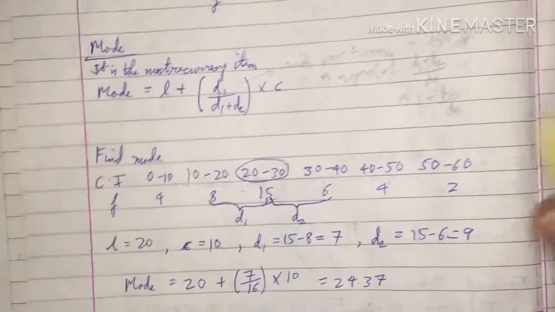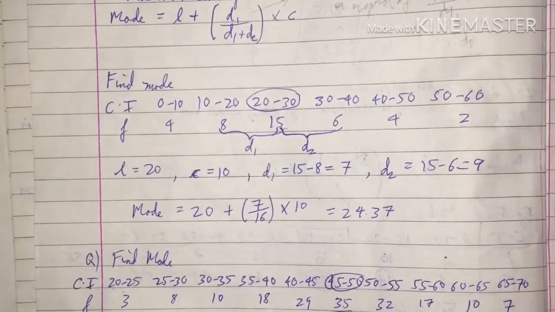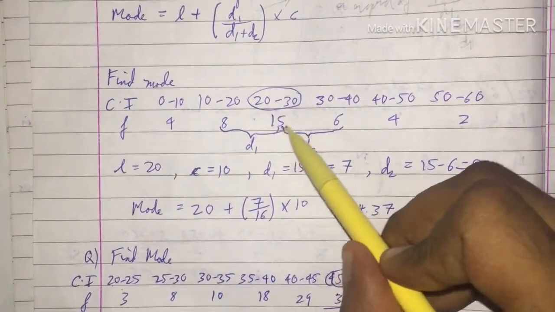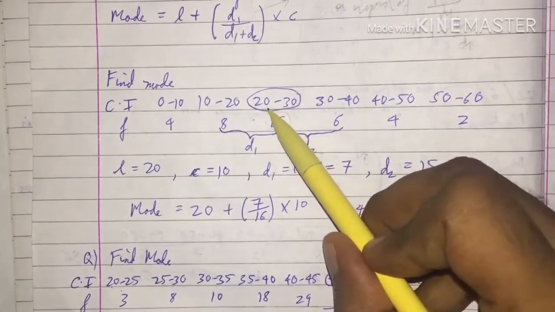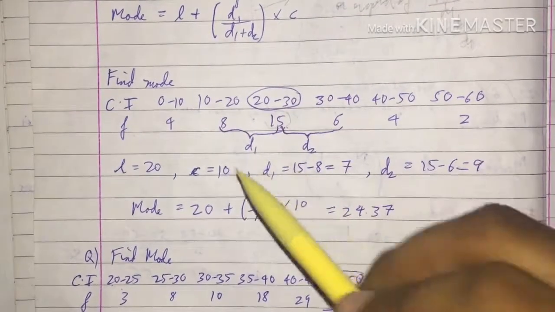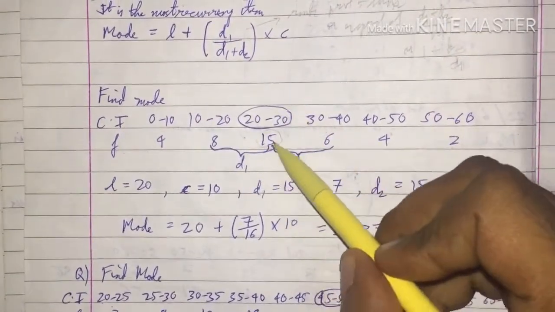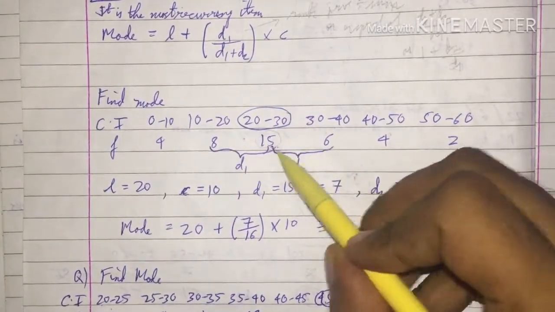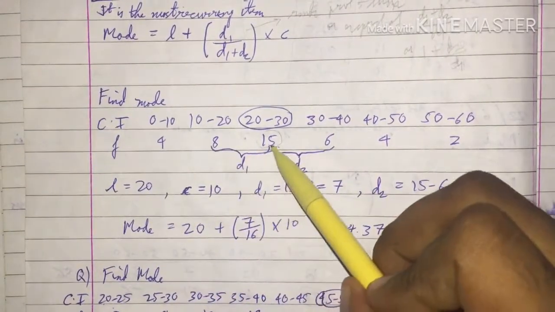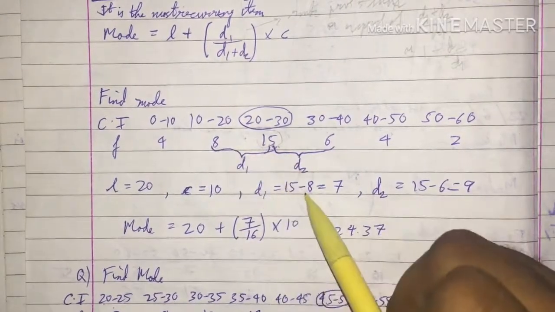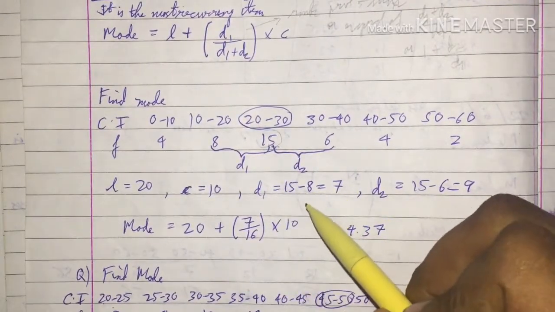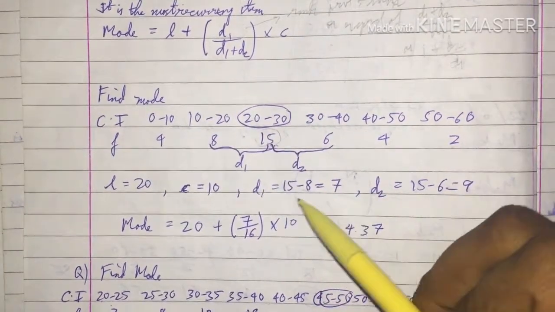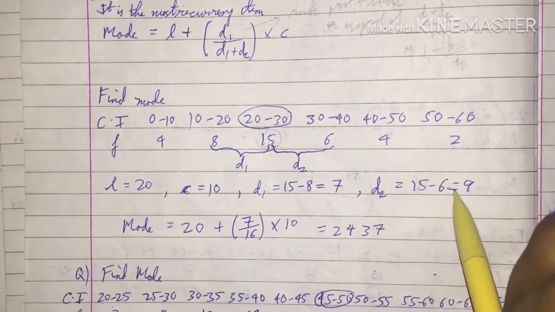This is an example. Find the mode. So class intervals and frequencies are given. We take the maximum frequency, which here is 15, corresponding class interval 20 to 30. D1 basically represents the difference of the two frequencies from the left, and D2 the difference of the frequencies to the right. So in this case, D1 is 15 minus 8. We try to basically take positive values, so higher minus lower, 15 minus 8, which is 7, and here D2 is 15 minus 6, which is 9.